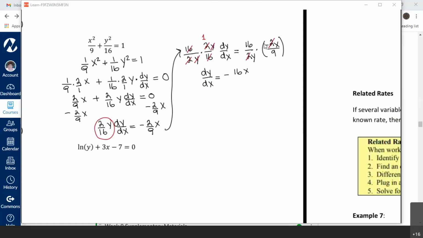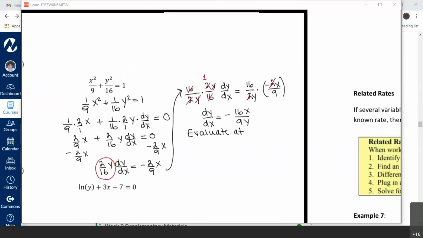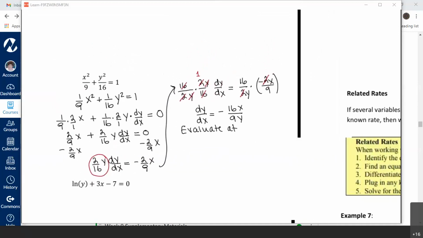I've got a 16, a negative sign, and an x, right? Convention says put the negative sign and the number out first, and then the variable, all right? And then on the bottom, I've got a 9y. All right, so there's my derivative dy/dx. Okay, and they want me to evaluate it at (0, 4).